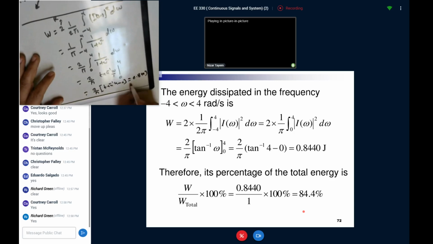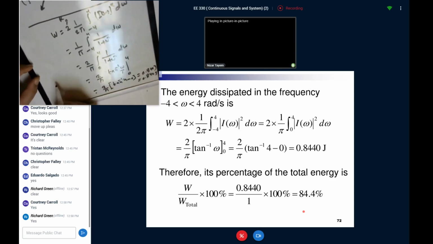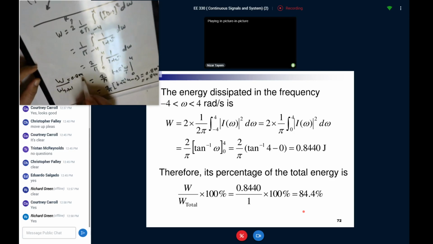0.844 joule. See? We almost have 84.4% within this region. So the percentage of energy within this region is going to be W over W total. W here is 0.844 over W total, which is 1, times 100%. So if you do that, what will you get?